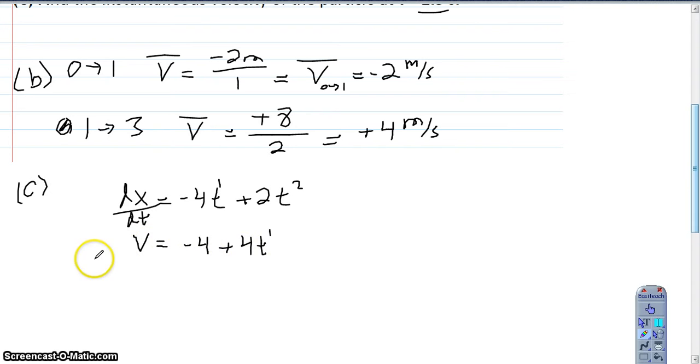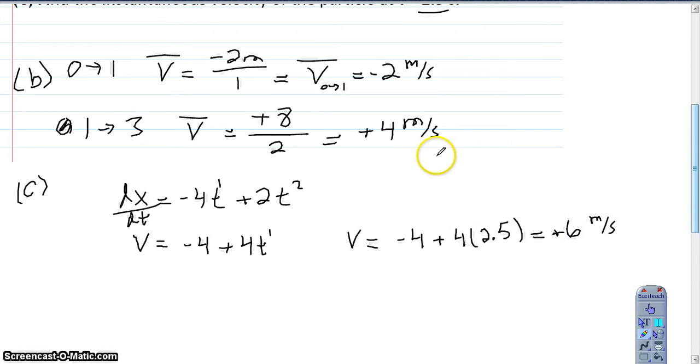So this is nice because this gives me the equation that represents my velocity. Now I can find the velocity at any given time by just using this equation. So if they ask me for 2.5 seconds, if I want to find the velocity at 2.5 seconds, I'm just going to plug in 2.5. So negative 4 plus 4 times 2.5. 2.5 times 4 is 10, so I get 6, right? So my velocity is positive 6 meters per second at that location.